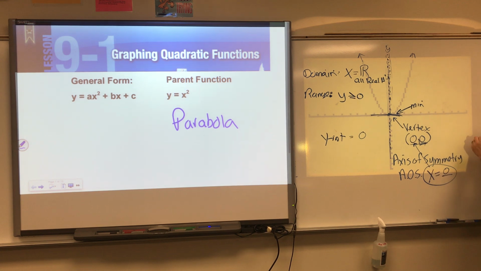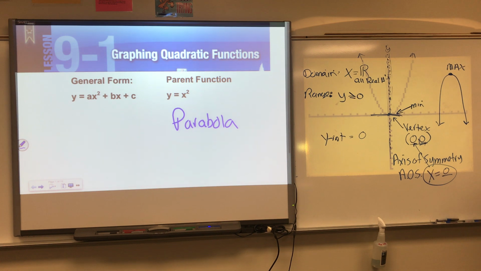Okay, sometimes we're going to have parabolas that open upside down, that open this way. And up here, instead of a low point, it's going to have a high point. And that high point is called the maximum. So a couple different things here. Okay, domain, range, y-intercept, vertex, axis of symmetry. Can we find its maximum and minimum, its high point and its low point? Well, they're going to occur at the vertex.